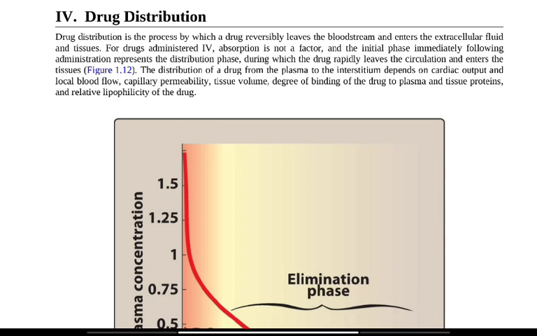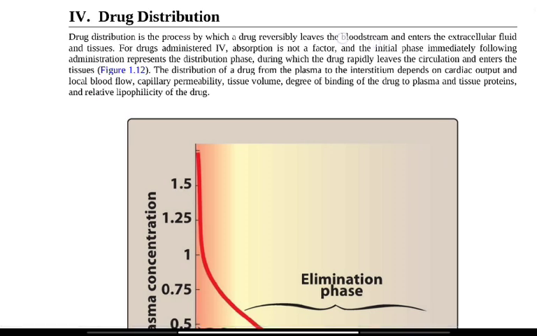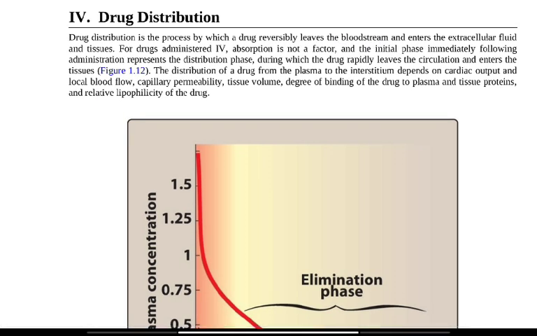This is the second phase of pharmacokinetics. We have finished drug absorption and now the drug has reached our systemic circulation. When it has reached the systemic circulation, it should be distributed. This is the phenomenon when the drug leaves the bloodstream and enters the extracellular fluid.